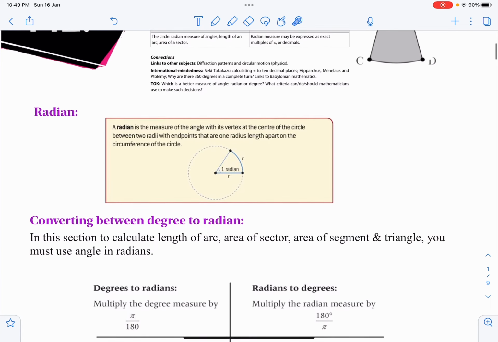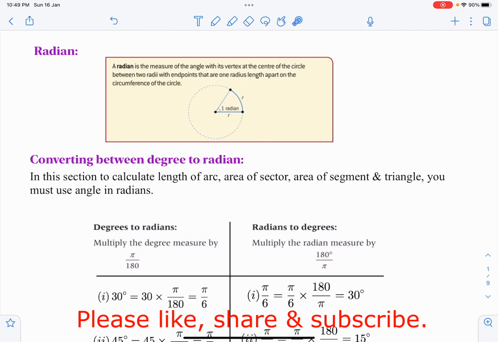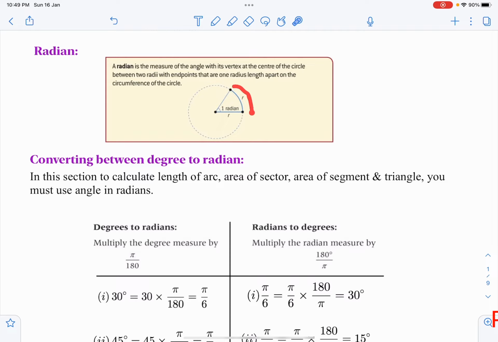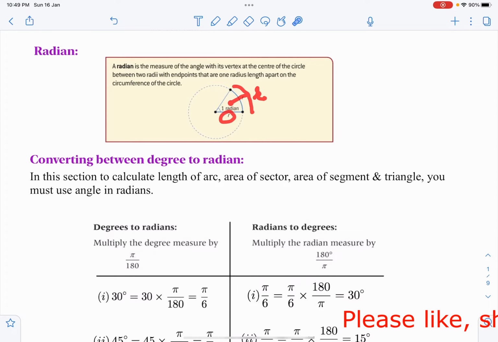So first thing is radian measure. What is radian measure? The radian measure is defined as the angle subtended by an arc whose length is equal to the radius of the circle. This length is r. So the angle subtended by this at the center will be 1 radian. Please remember it: the length of the arc must be equal to the length of the radius, and when you join the ends of that arc with the center, that angle is called 1 radian.